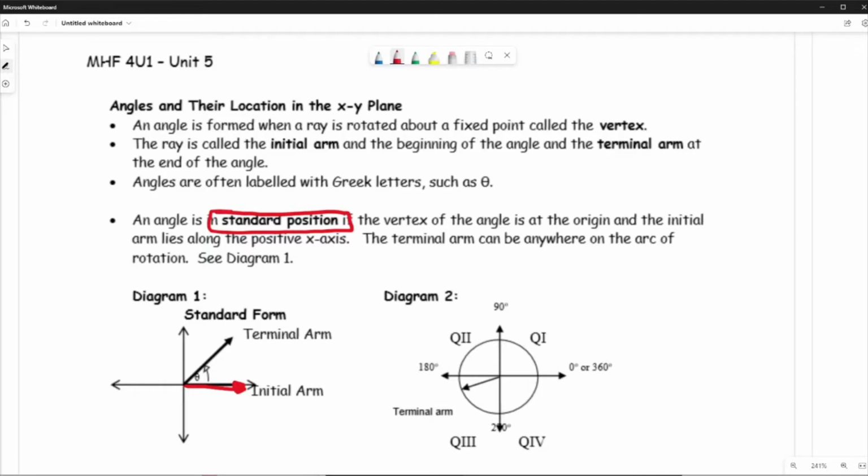To measure your angle, you start to turn counterclockwise as far as you need to go to draw the subsequent terminal arm. Terminal just means end, right? So the beginning arm is always the positive x-axis. The terminal arm is always rotated in a counterclockwise direction from the x-axis. That is what we mean when we say something is in standard form.